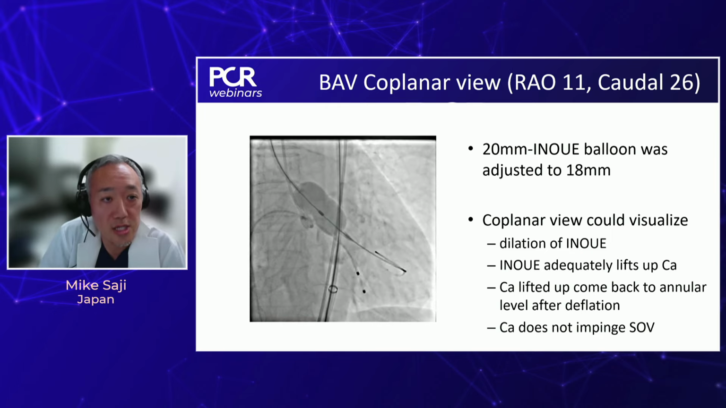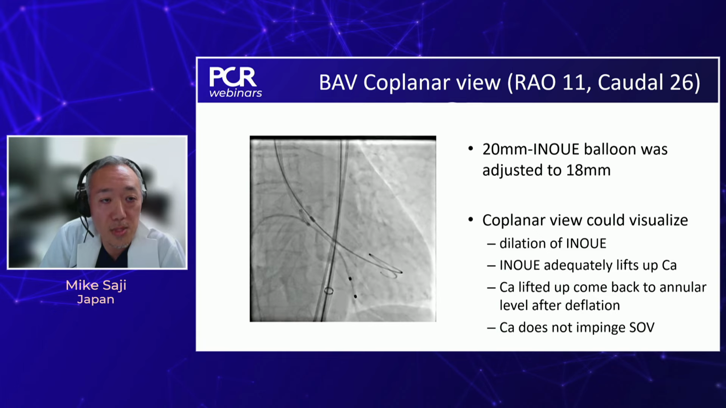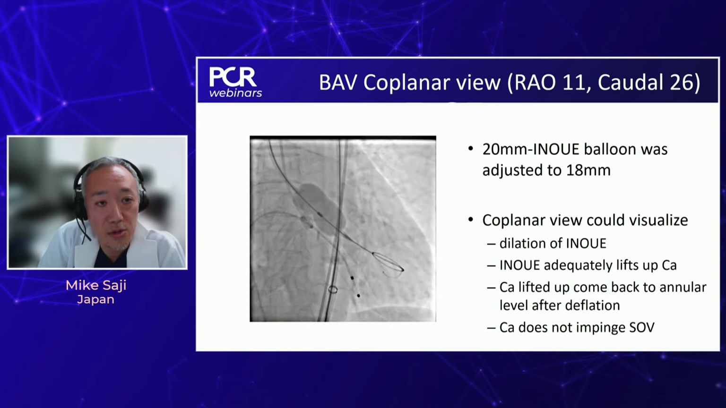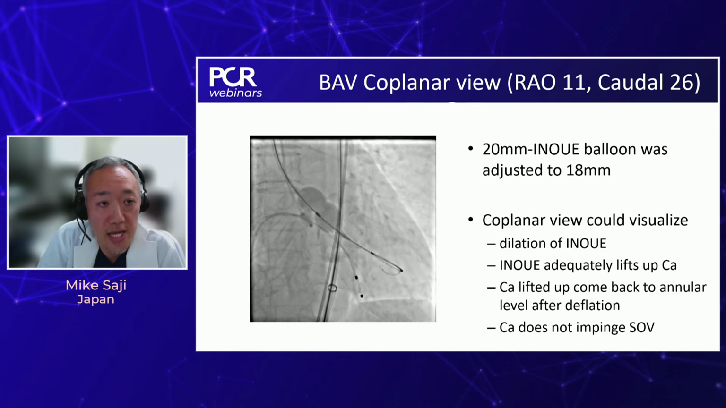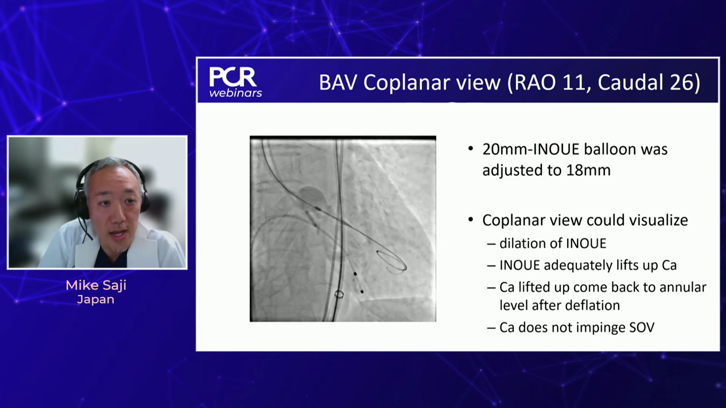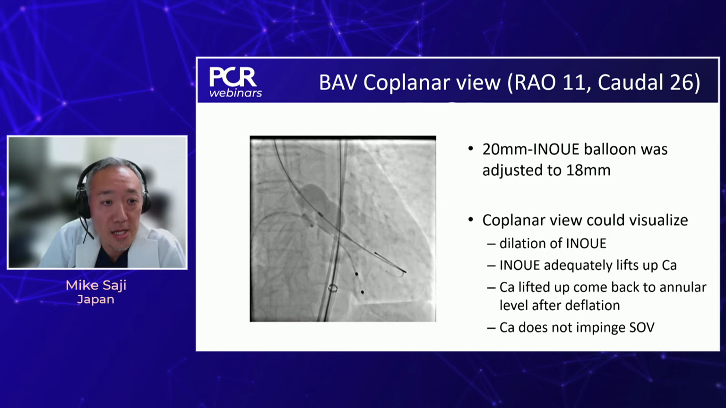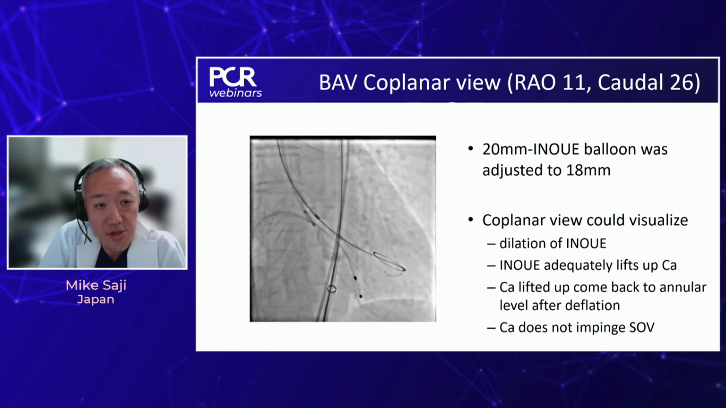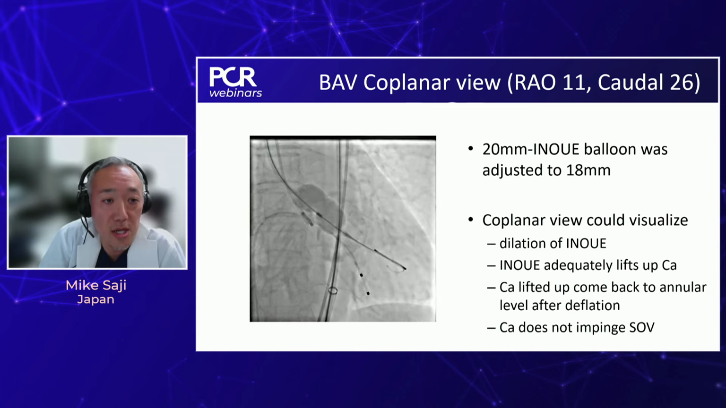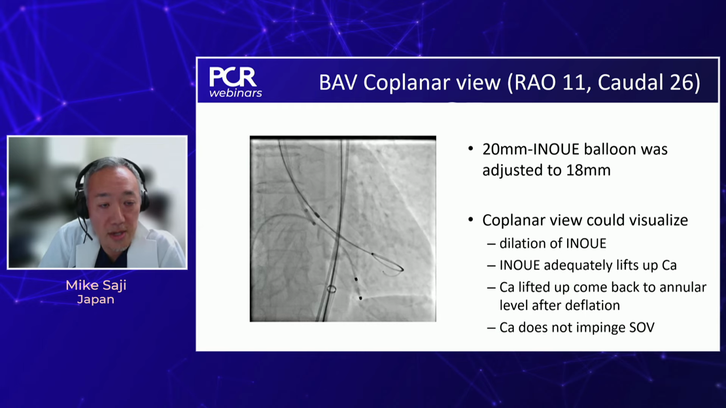As you can see on the left side of the screen, the 20 Inoue balloon was adjusted to 18 millimeter, and the coplanar view could clearly visualize the Inoue dilation. Also, the Inoue balloon adequately lifted up the calcium, and the calcium lifted up came back to the annular level after the deflation of the balloon, and finally the calcium does not impinge the sinus of Valsalva.